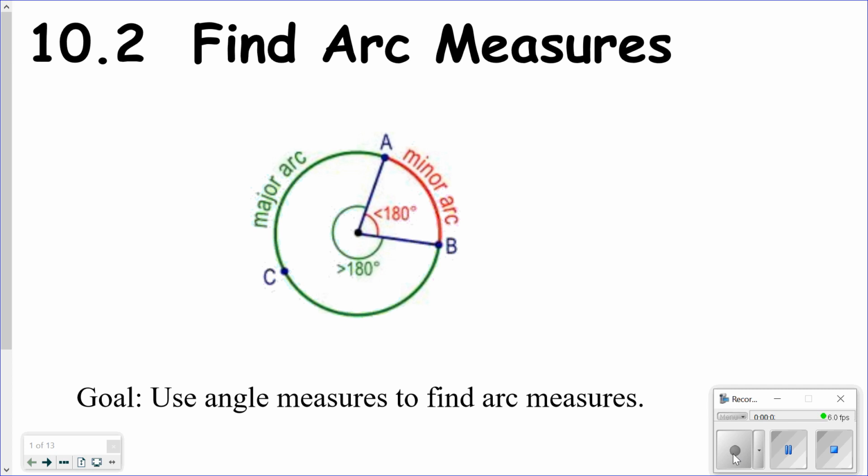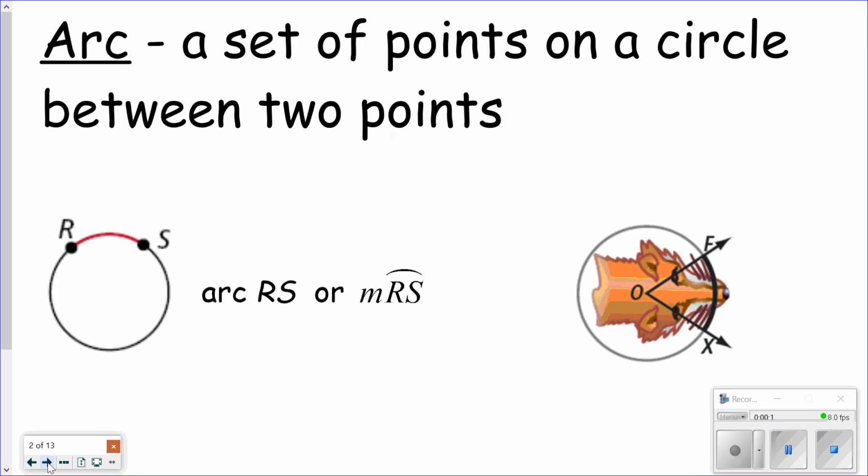Hi everyone, today we're going to start 10.2, which is find arc measures. And our goal is to use angle measures to find arc measures. Arc. An arc is a set of points on a circle between any 2 points. So this red line on the outside of the circle is called an arc.